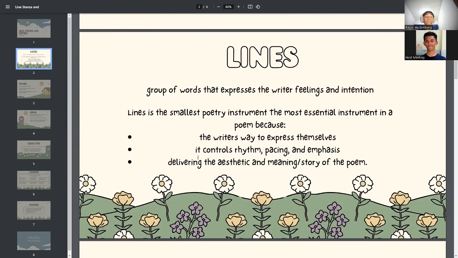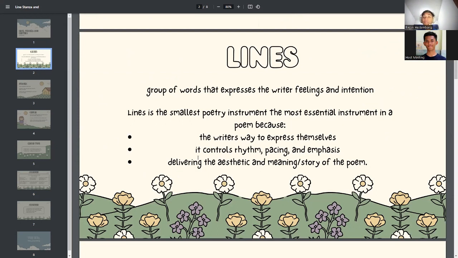The easiest and simplest explanation that I can give you guys is just a group of words that express the writer's feelings and intention. Now I can explain this. What we mean by a group of words is basically just a bunch of words that the writer might think, oh, this kind of words is interesting to put together. This kind of words is jumbled together. Oh, I think this kind of words feels interesting if I were to create it like this.